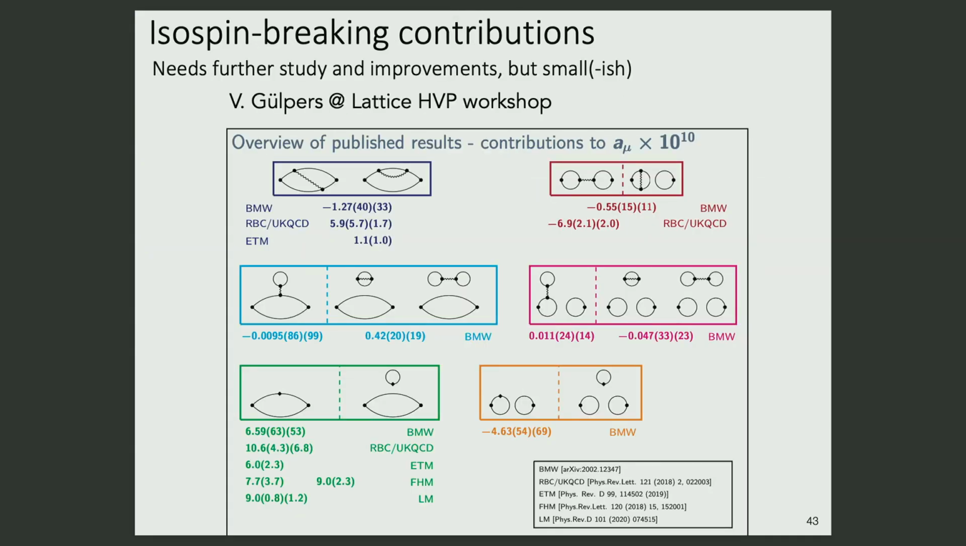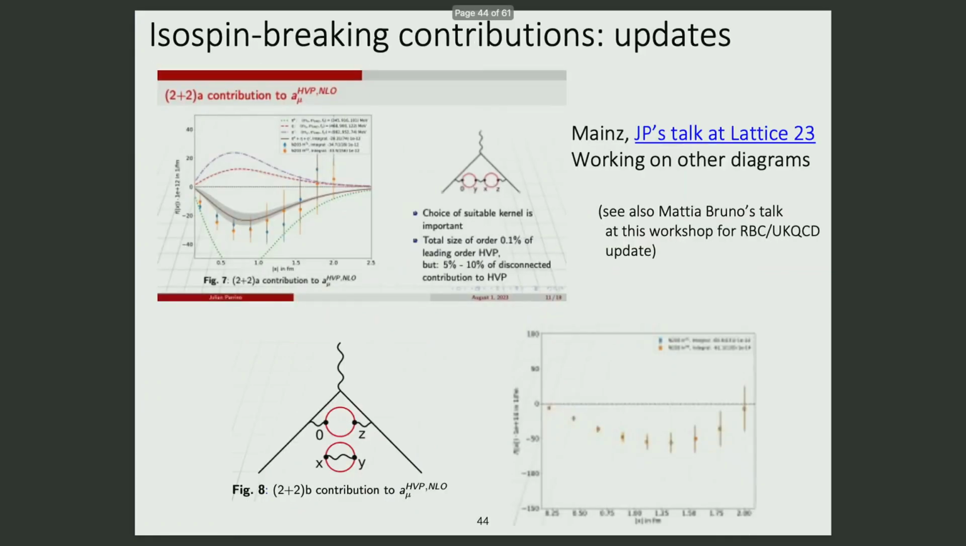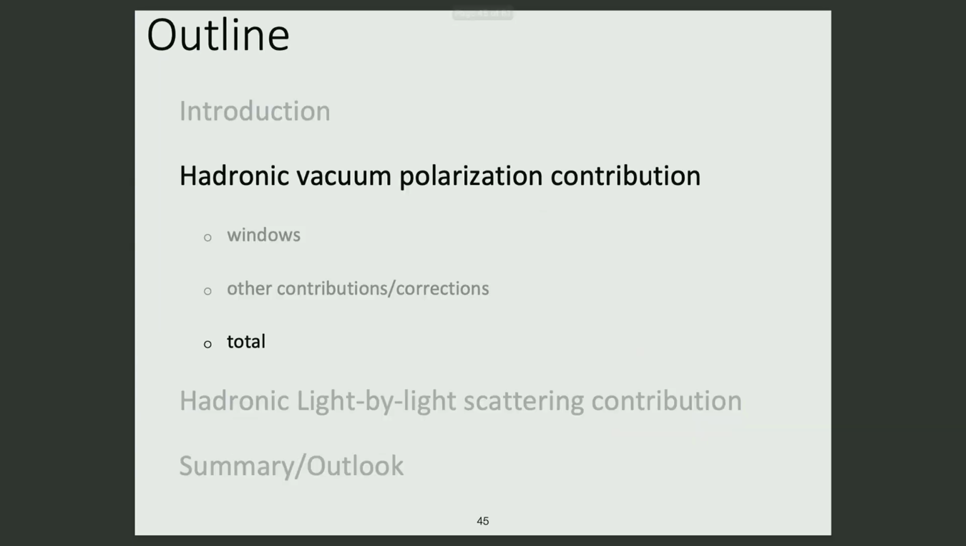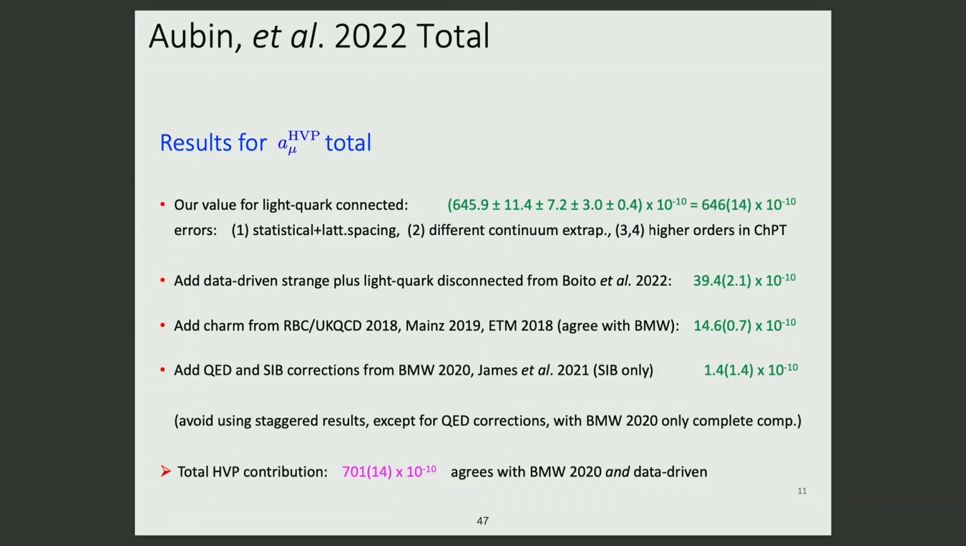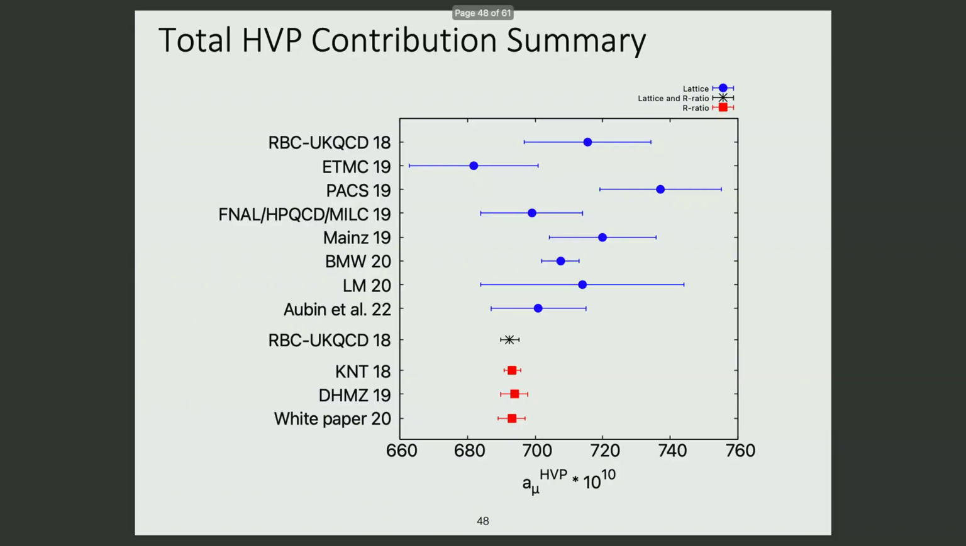Isospin breaking also is a little bit messy right now. BMW has done a complete calculation of all the contributions, and other groups have done some of the contributions, but not all. And again, that will change in the next year or so. Mainz has already shown some new results at the Lattice meeting. The only published result since the white paper and BMW for the total contribution came from Abend et al. But the precision is still too big, it's still consistent with both the lattice average and data-driven, so more work needs to be done from that group.